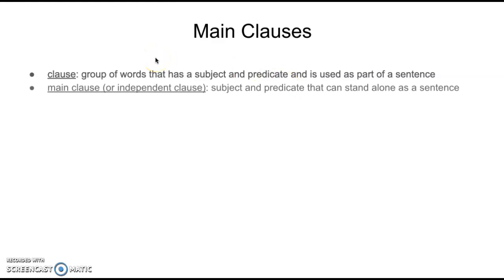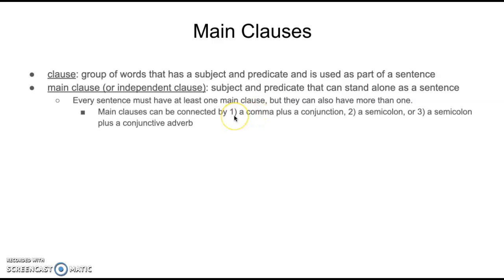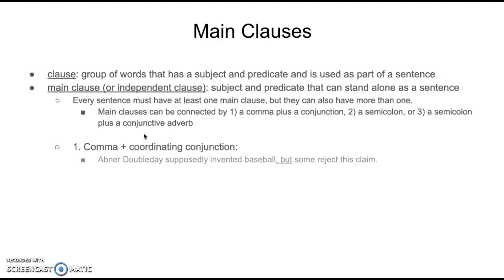Okay? A main clause is when you have a subject and a predicate that can stand alone as a sentence. They're also called independent clauses sometimes. Every sentence must have at least one main clause, but they can have more than one. You can have two or three. Main clauses can be connected into compound sentences by using a comma plus a conjunction, a semicolon, or a semicolon plus a conjunctive adverb.